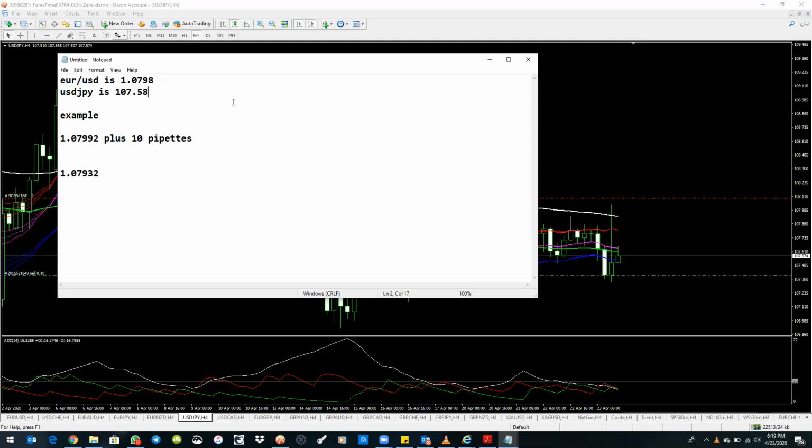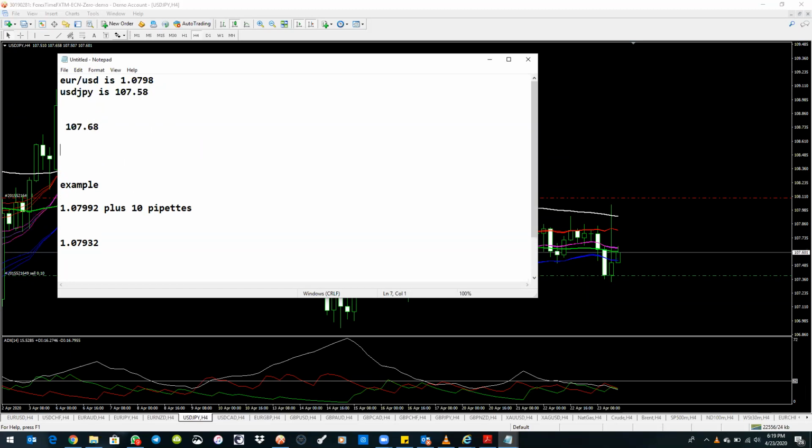Okay, so now this is the price of the USD JPY. If I'm going to add the pipette, it's going to be 0.53. But without the pipette, it's going to be 107.58. And if it's going to increase by 10 pips, it's going to be 107.68. And if it's going to reduce by, let's say, 50 pips, it's going to be 107.08. That is basically the calculation of the pips.